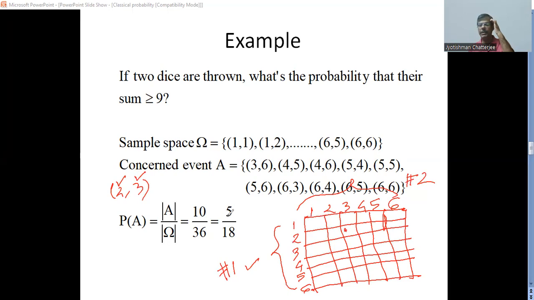Now, after having written this way, let's get back to this event A. Which all outcomes satisfy this? 3, 6. So 3, 6 means this one, right? Now comes 4, 5, and 4, 6. Then 5, 4, 5, 5, and 5, 6. And then 6, 3, 6, 4, 6, 5, and 6, 6.